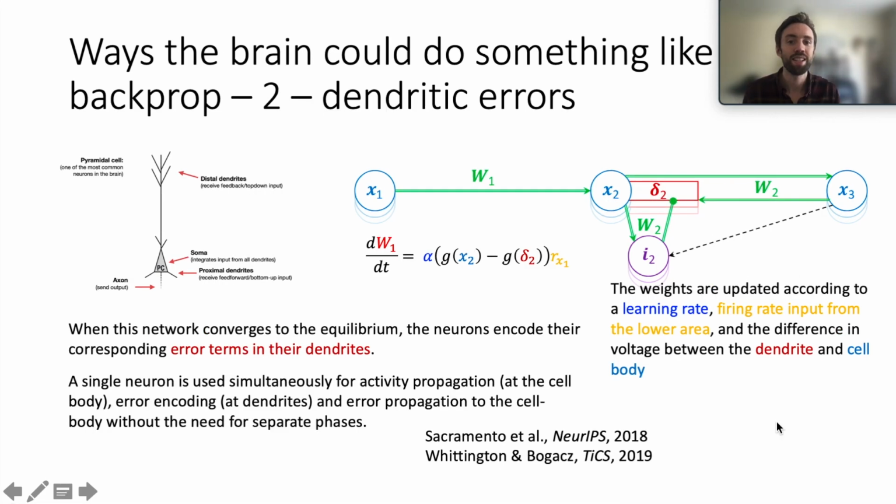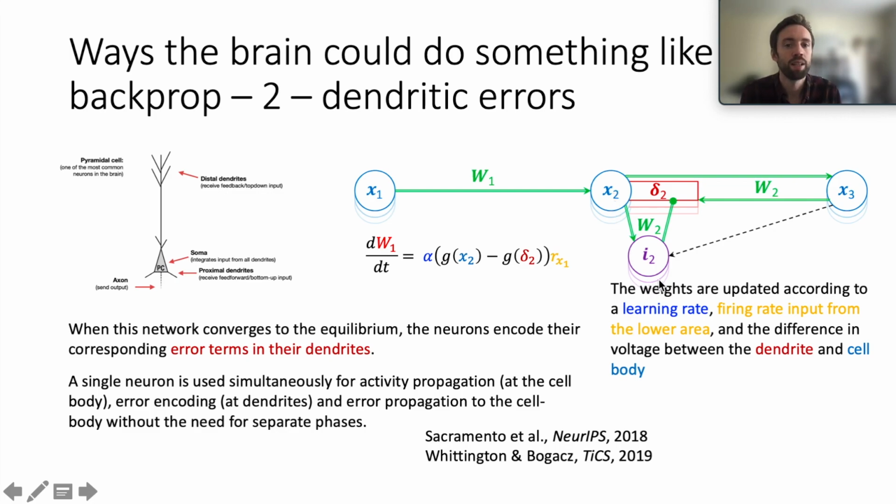So here we can see that a single neuron in the network is used simultaneously to propagate activity up the network, and this occurs at the cell body. It also encodes errors at the dendrites and propagates errors from the dendrites to the cell body.